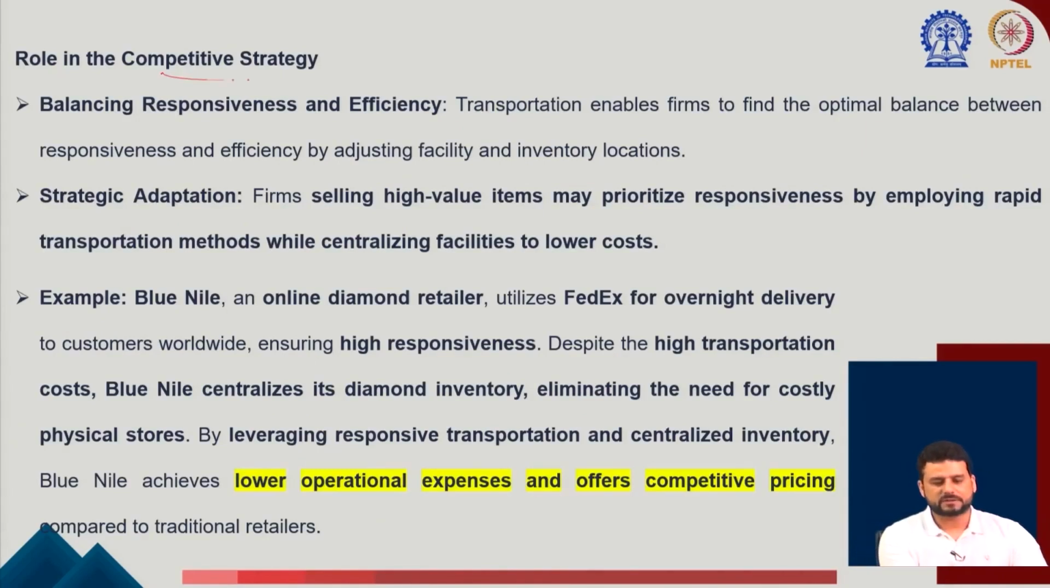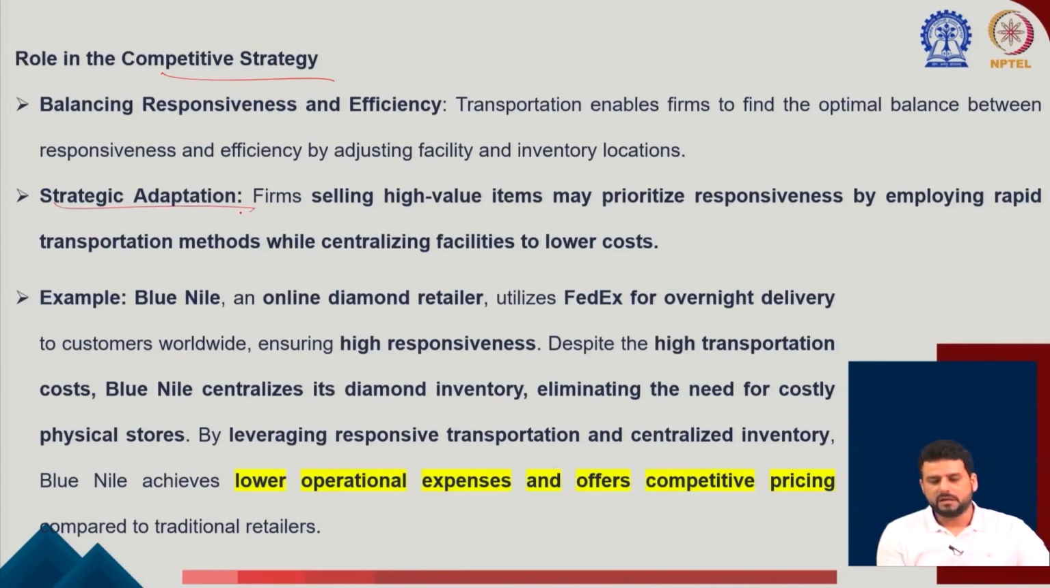Role in competitive strategy: balancing responsiveness and efficiency. If you want to compete on the speed of delivery, obviously you have to go by air, the fastest mode available in that region, right. If you are competing on efficiency, then obviously you need to take care of the cost. For end mile delivery, let us do it by cycle or by electric vehicle, right. So how can we reduce that cost, right.